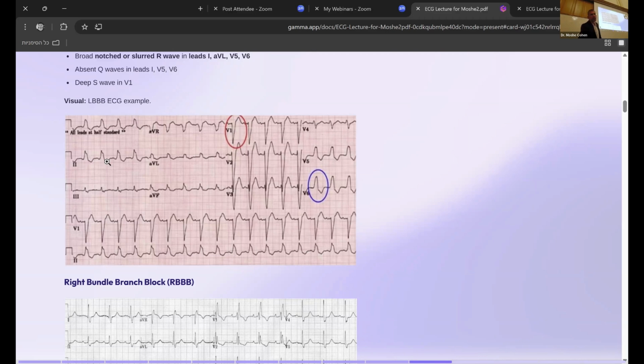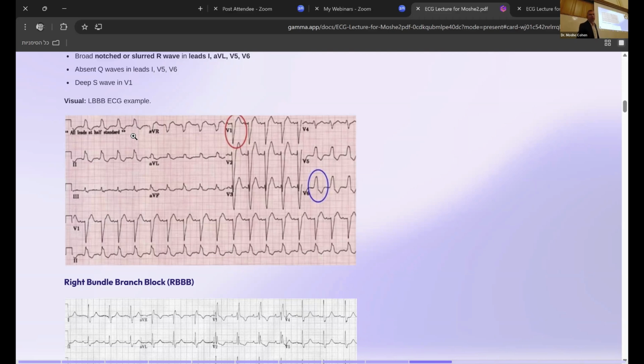Again, leads 2, 3, AVF, inferior posterior part of the heart. Leads 1, AVL, V5, V6, the left lateral part of the heart. Then V1, V2, V3, V4, the anterior leads, looking at the anterior part of the heart. Okay, that's how we divide the ECG. Now, when we look at this ECG, let's analyze it one step at a time, as we mentioned before. We start with the rate.